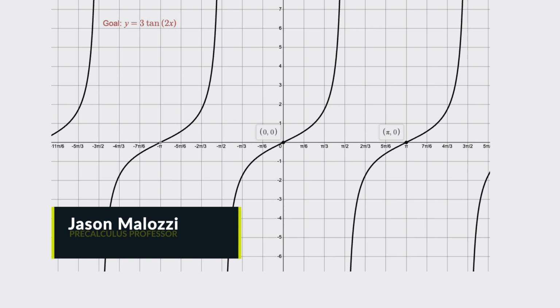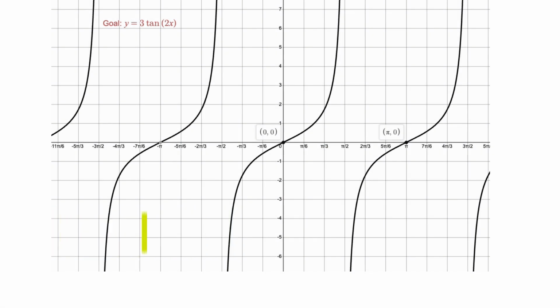Hello again, and in this video what we're going to do is take the graph of y equals tangent x and apply a series of transformations in order to get the graph of y equals 3 tangent 2x. Remember that the graph of y equals tangent x has a period of pi units.